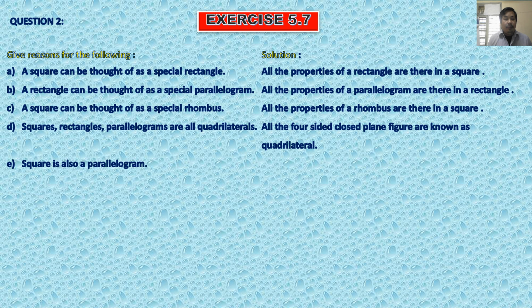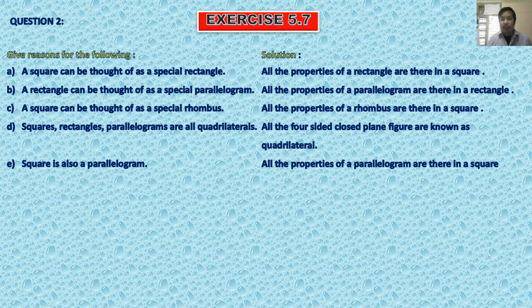In E we have: square is also a parallelogram. So how can we say that a square is a parallelogram? Because all the properties of the parallelogram are there in the square. So what is the property of the parallelogram that is the same with the square? My dear students, in the parallelogram we have the property that opposite sides are equal, and the diagonals bisect each other, isn't it?